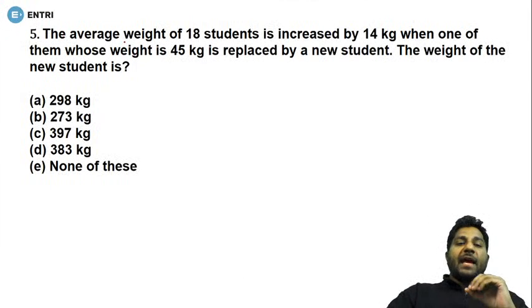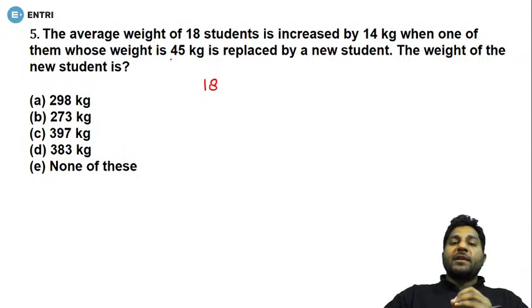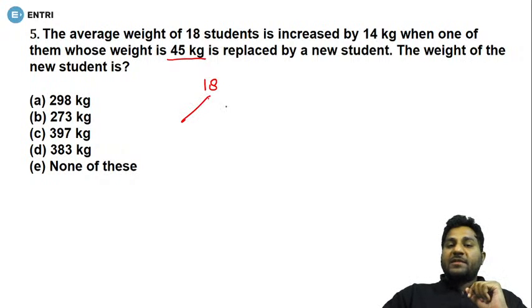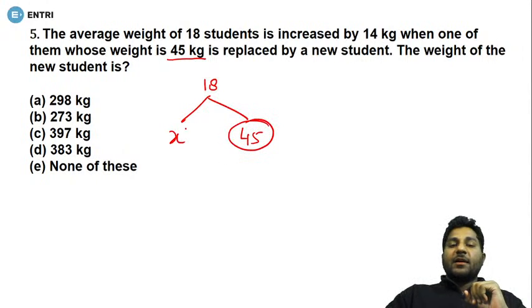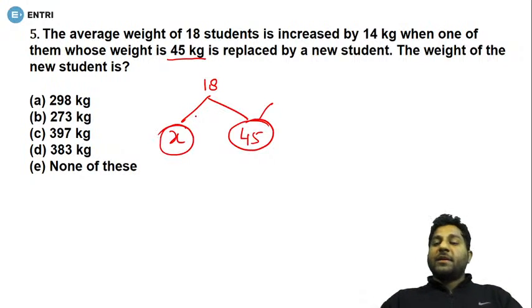Look at this. The average weight of 18 students increased by 14 kg when one of them whose weight is 45 kg is replaced by a new student. So the average weight, let's say that it was replaced by a student whose weight is 45, and earlier it was x. That means this 45 will also get added with the difference.